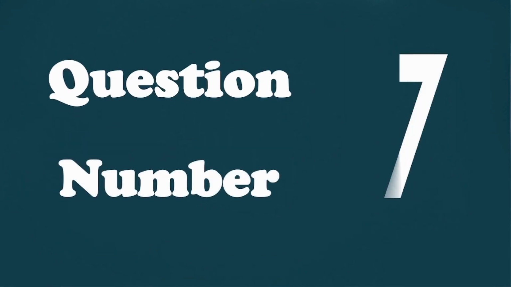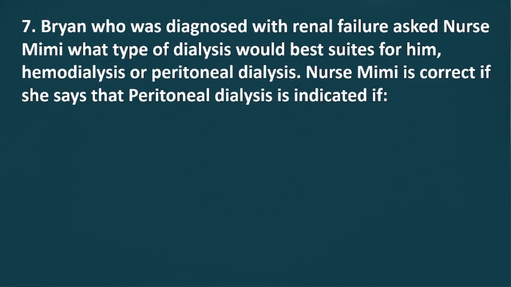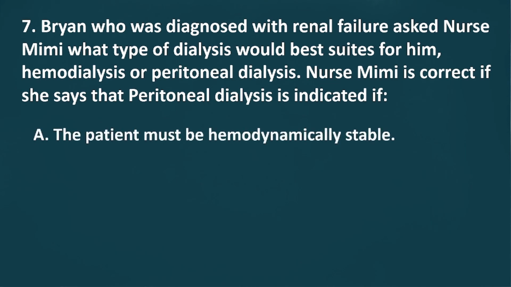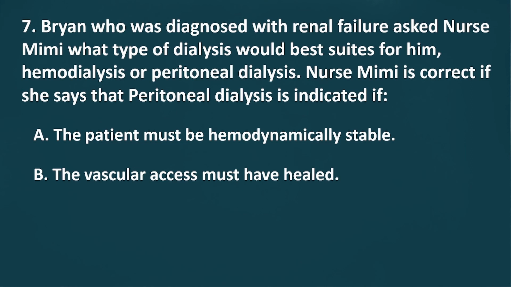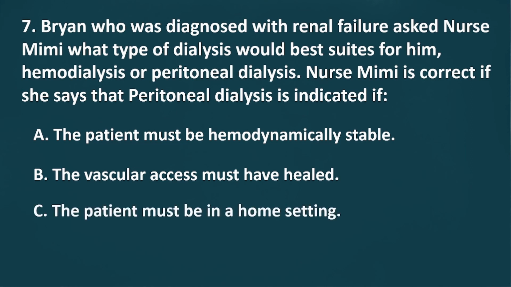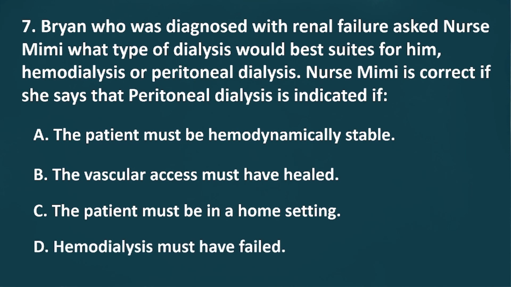Question number 7. Brian, who was diagnosed with renal failure, asked Nurse Mimi what type of dialysis would best suit him, hemodialysis or peritoneal dialysis. Nurse Mimi is correct if she says that peritoneal dialysis is indicated if A. The patient must be hemodynamically stable. B. The vascular access must have healed. C. The patient must be in a home setting. D. Hemodialysis must have failed. The correct answer is letter A.